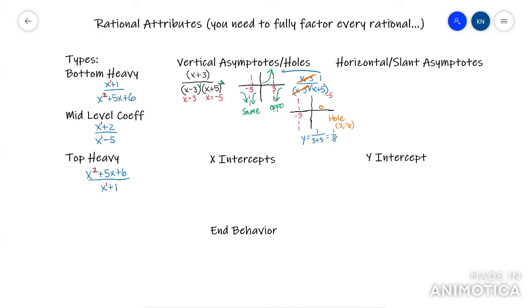Okay, moving along. All these rationals have either horizontal asymptotes or slant asymptotes. You only have slant asymptotes on top heavy.